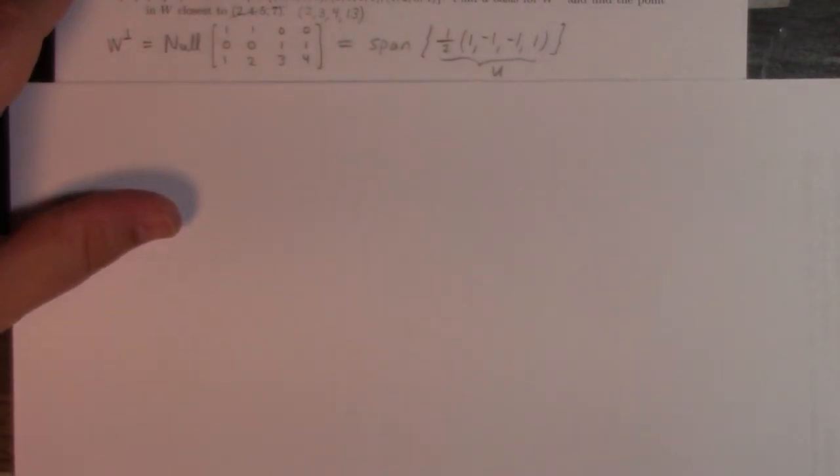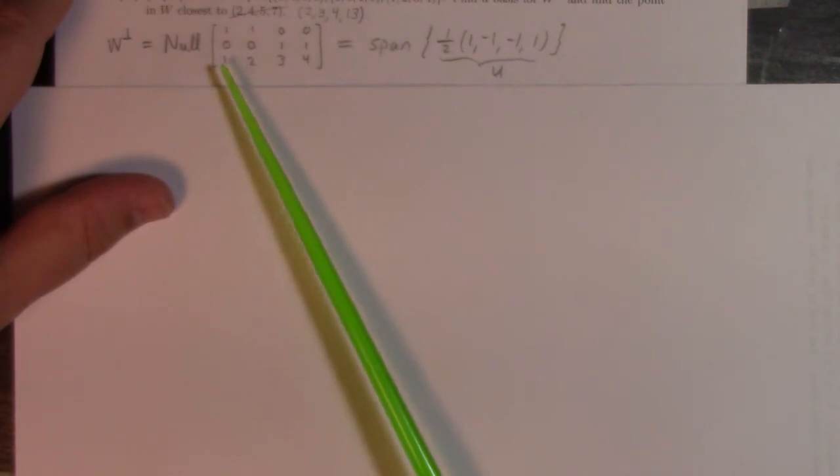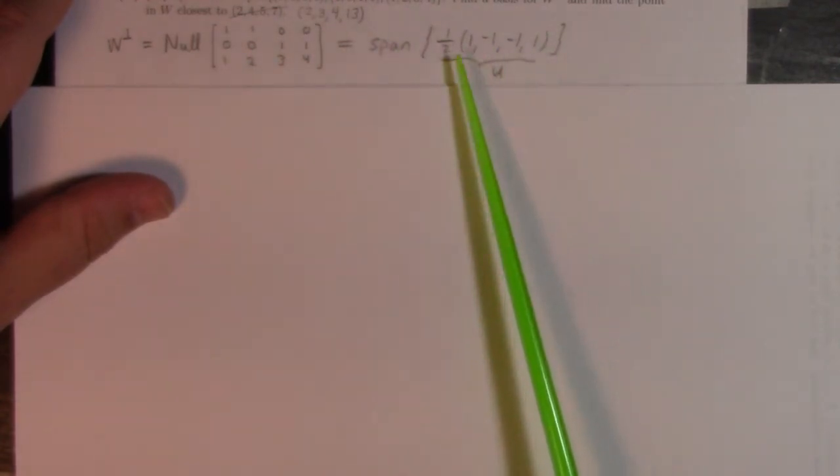All right, so I did problem 4 two different ways to show you guys two different ways to think about it. I said find a basis for W perp and the point in W closest to (2, 3, 4, 13). So the fact that the null space is the span of that is not obvious, all right? Let's see here. I'll show you the calculation.